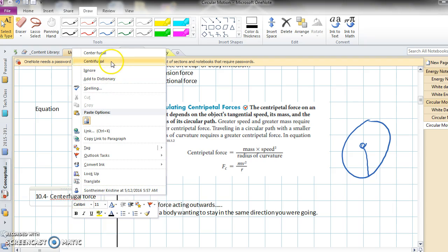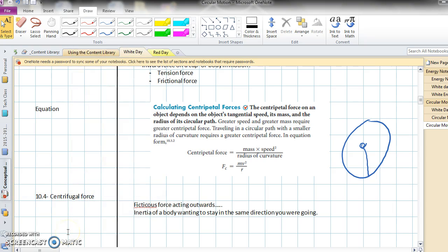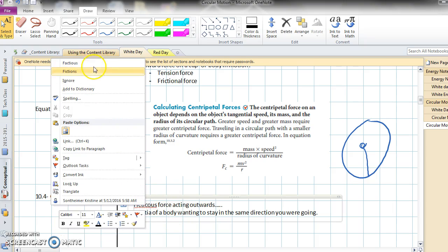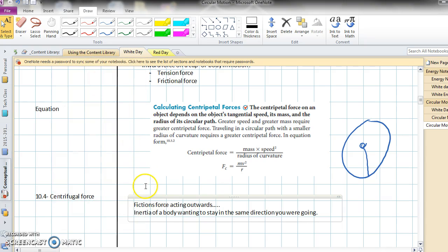We're not going to worry about 10.5 for now, but ultimately centrifugal force is a fictitious force, acting outwards. Ultimately, it's the inertia of your body wanting to stay in that direction, and the object, like seat belts, stopping you.